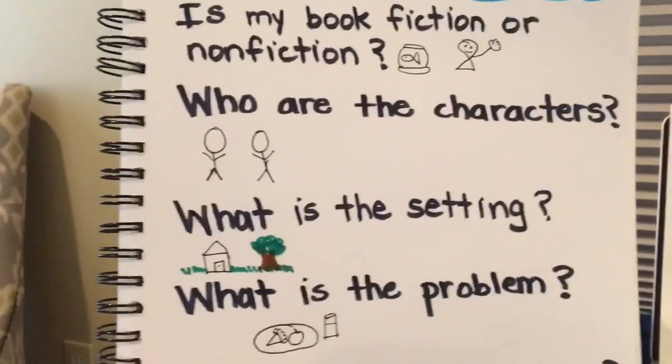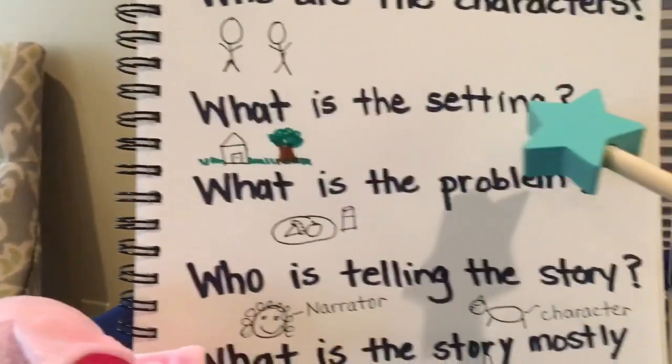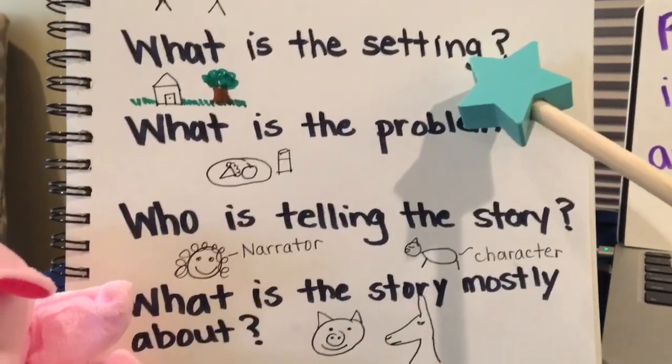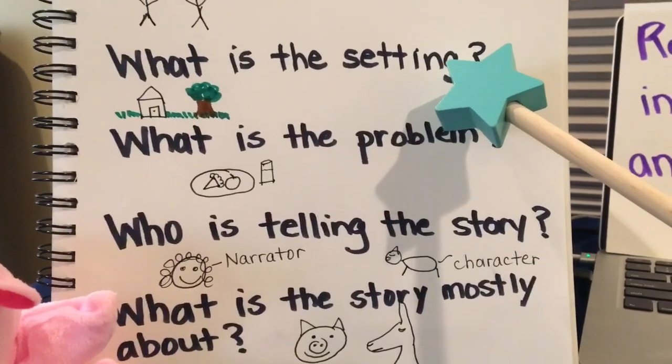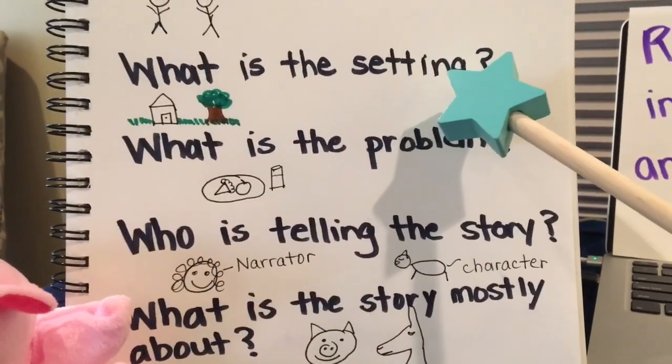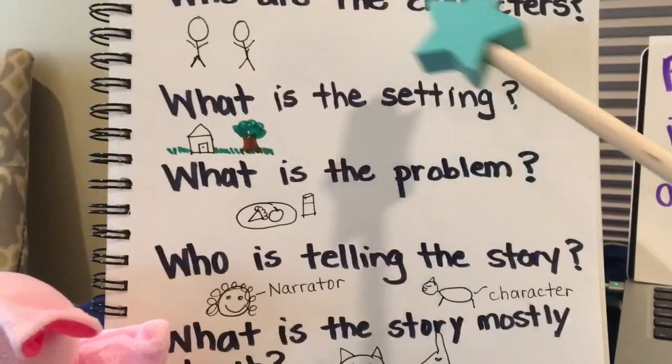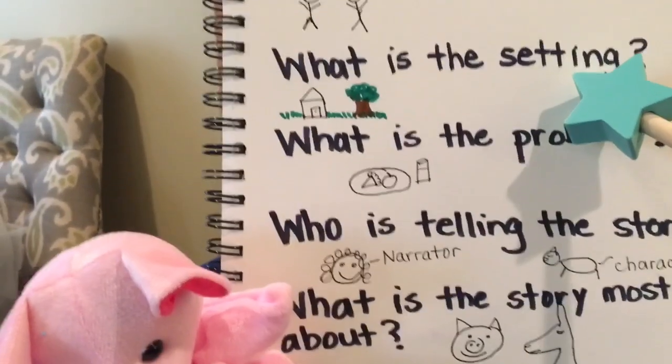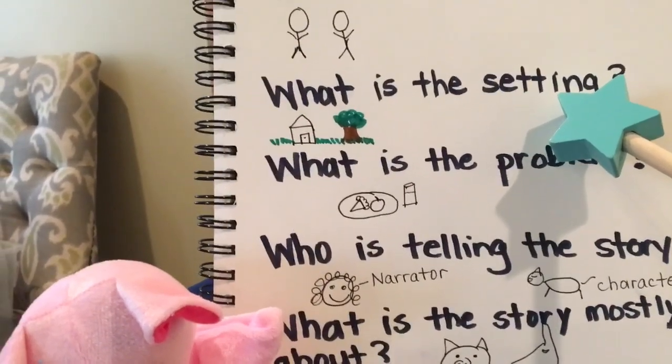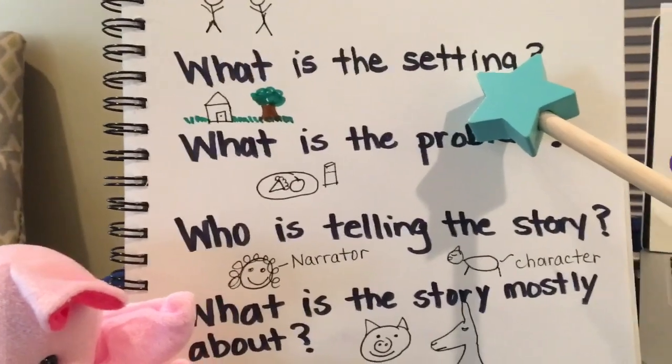Now, what is the setting? What is the setting? Where did the story happen? Well, I found out that Poppleton first lived in the big city, and then he moved to the country. So the setting would be where he lived, which was in the country, right, in his home.